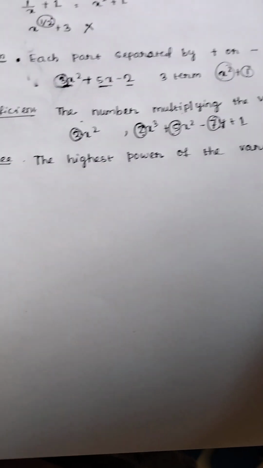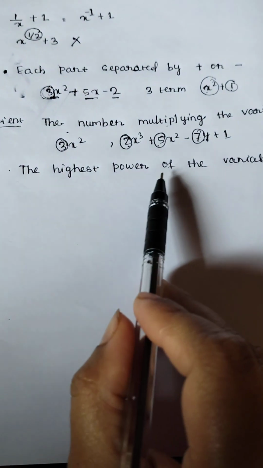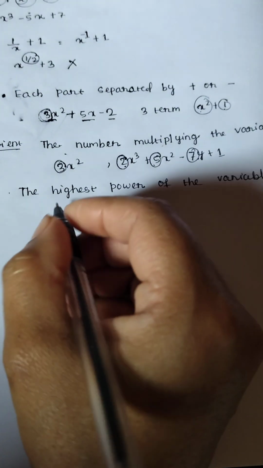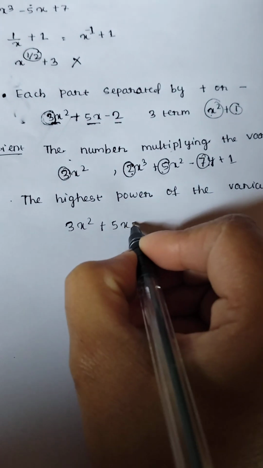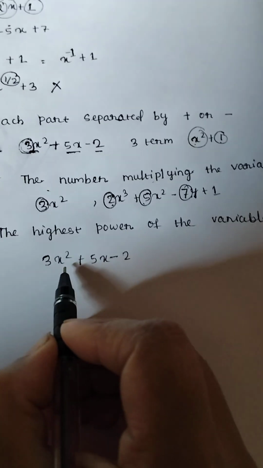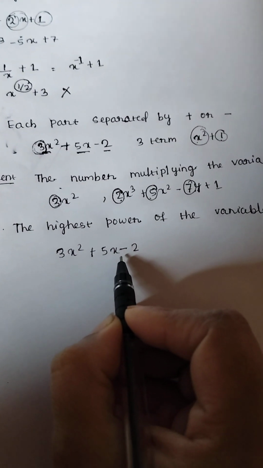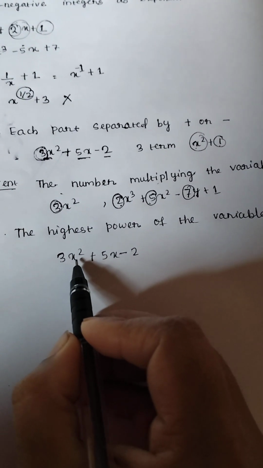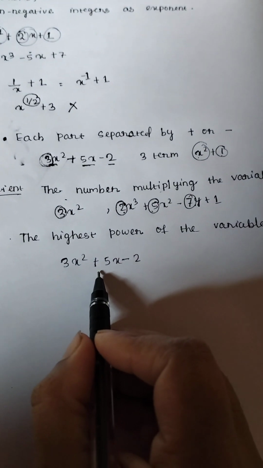Okay, the third term is a degree. Degree is the highest power of the variable. Let's say 3x square plus 5x minus 2. So here the highest power of the variable in the polynomial is that of x. Here the highest power of the x is 2. That is called the degree of the polynomial.